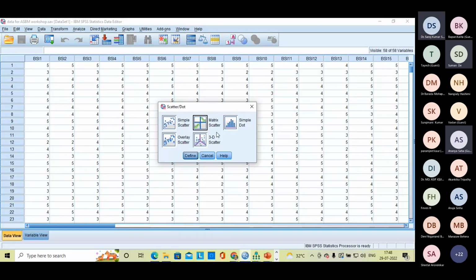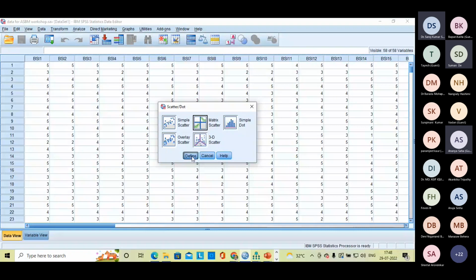Click, because matrix scatter will make a matrix of all the variables. And hence, the multivariate normality assumption will be tested. Matrix scatter will prepare a matrix of X1, X2, X3, X4, X5 with X1, X2, X3, X4, X5. So the multivariate assumption will be tested. So select that matrix scatter and define which variables you want to test.